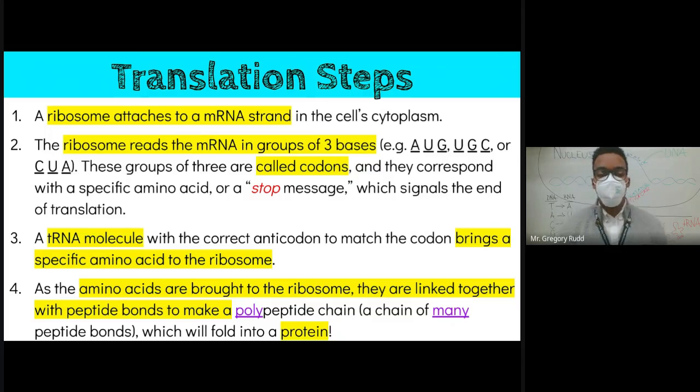The ribosome is going to read the mRNA in groups of 3 bases. So it might be AUG, UGC, CUA, so on and so forth. We call those groups of 3 bases codons. Each codon, as we will see later in the lesson today, corresponds with a specific amino acid, or it could even tell the ribosome to stop, which signals the end of translation. We'll talk about that a little bit later on as well.